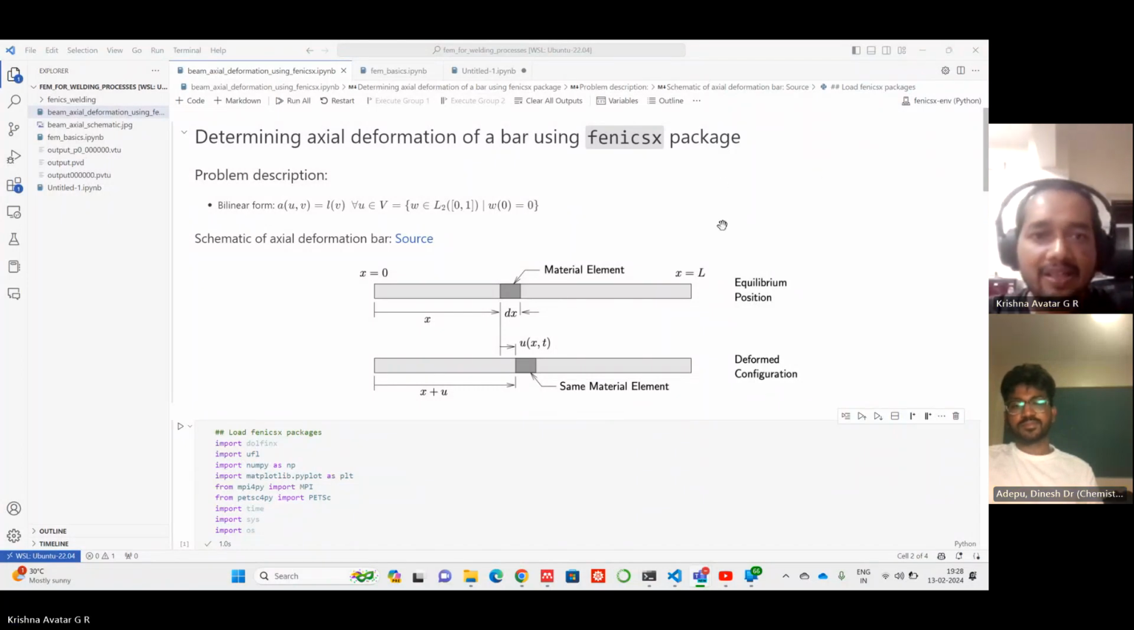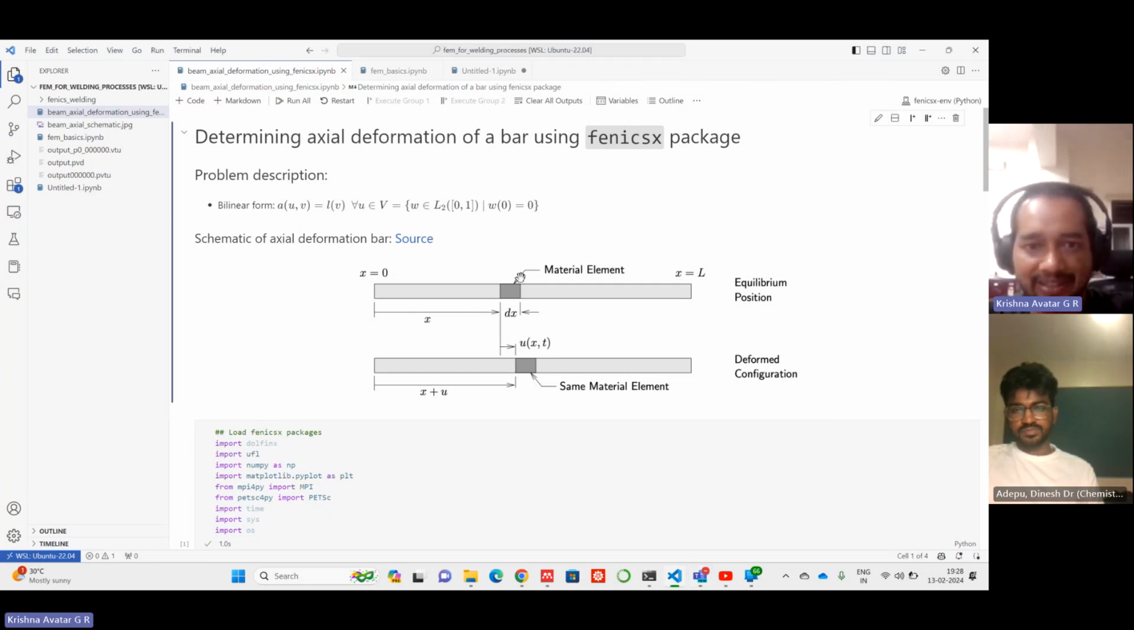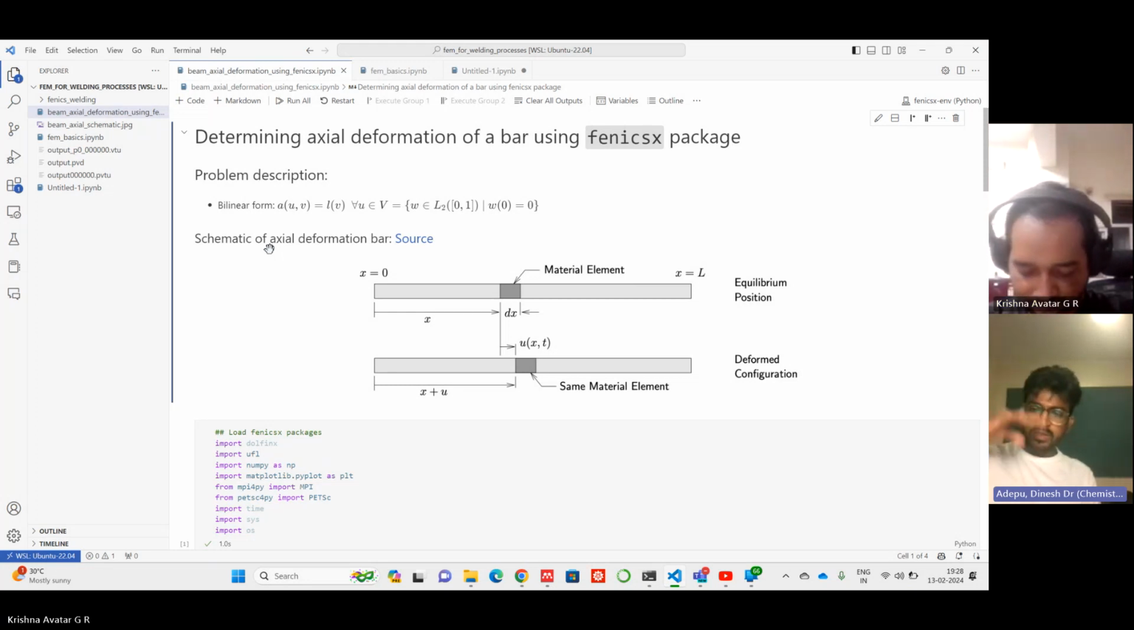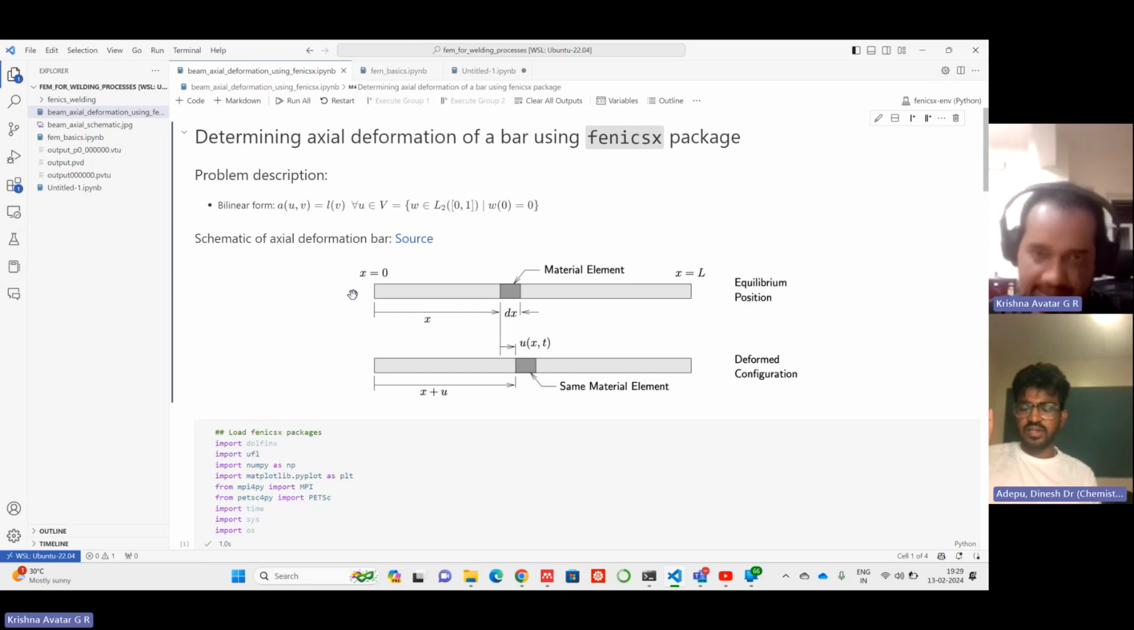So we are determining the axial deformation of a bar using the Phoenix package. The problem description eventually gives us the bilinear form a(u, v) equal to L(v). Actually, I had planned to write everything out, but I don't know whether it's worth the time. We'll take our time. I think for FEM we need four more lectures to cover it in detail. If we have more time now, we can add more content and make it self-sufficient.